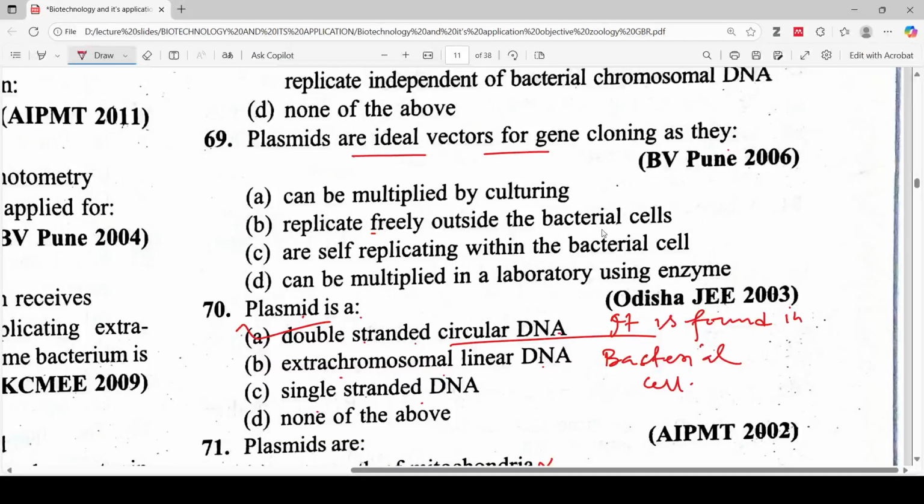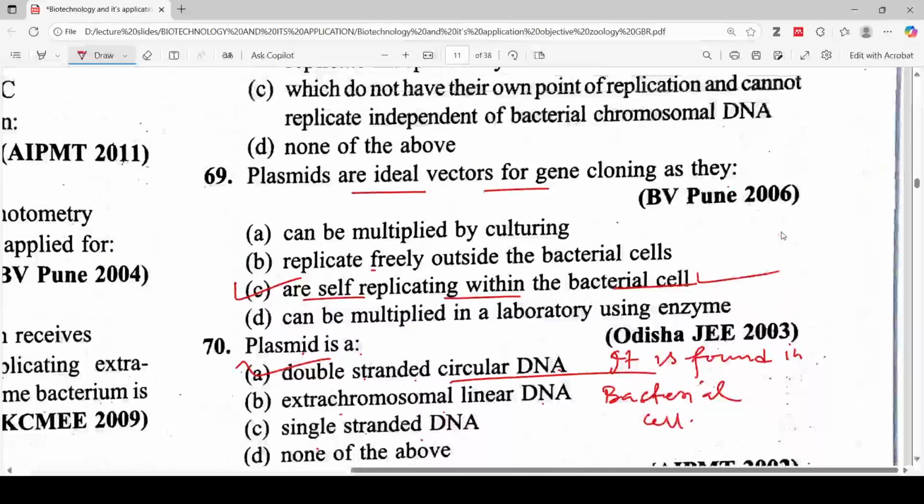Next question: Plasmids are ideal vectors for gene cloning as they can be multiplied by culturing, replicate freely outside the bacterial cells, are self-replicating within bacterial cells, and can be multiplied in laboratory using enzymes. So the correct answer is option C, are self-replicating within the bacterial cells.